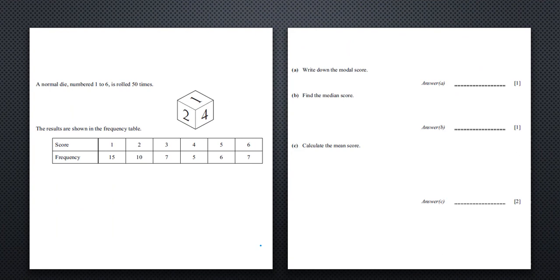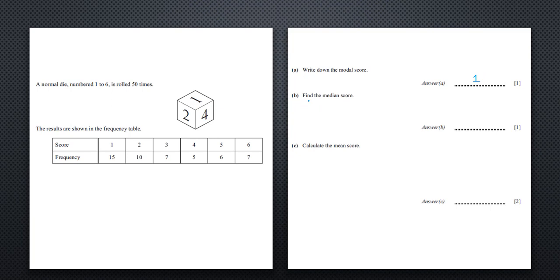A similar question again. A normal die numbered 1 to 6 is rolled 50 times. The results are shown in the frequency table. So there go the scores from 1 to 6 and these are the frequencies. First part, we need to find out the modal score. Now, this is obviously the simplest part of the question. All we need to do is find out the maximum frequency, which in this case is 15. So we know that the modal score is 1.